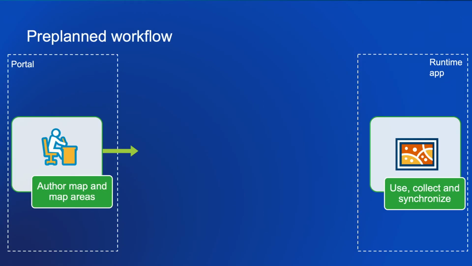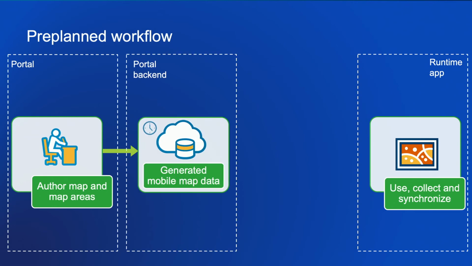So if we look at the workflow for the pre-planned map areas, again, the author creates the map and designates certain map areas. Now, obviously, this only works well if you can predict in advance what areas your workers are going to work in. And many times that's possible because you may be building an app for your sales force, and salespeople work in only certain zones. So you can then carve out your map into these different zones and pre-package them. Or utility workers may only be working in certain service regions.